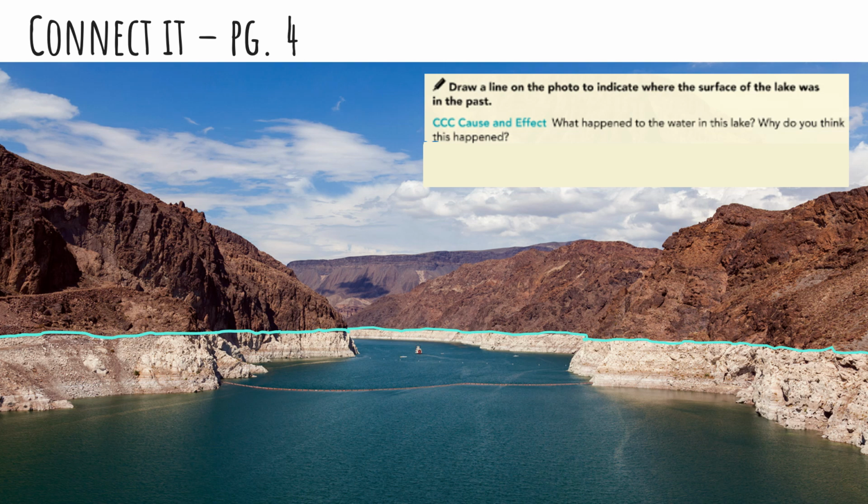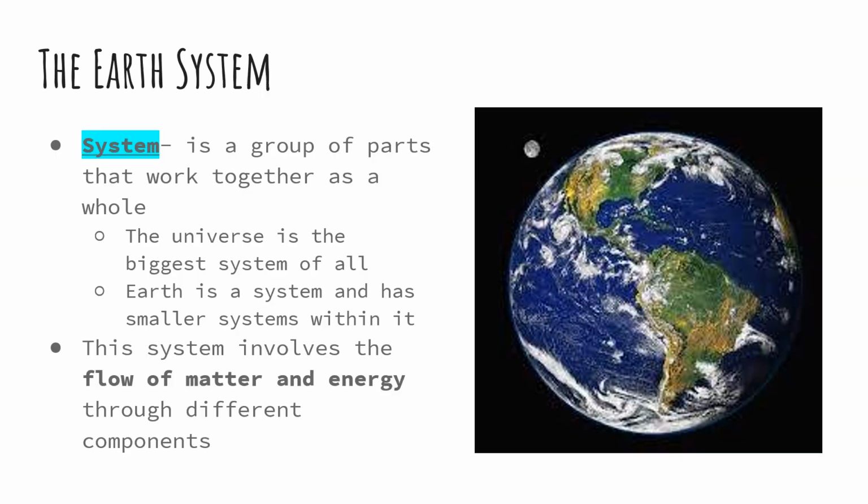So what happened to the water in this lake, and why do you think this happened? And your answer should say the water has receded, like I said. The water is drying up because the area is experiencing a drought.